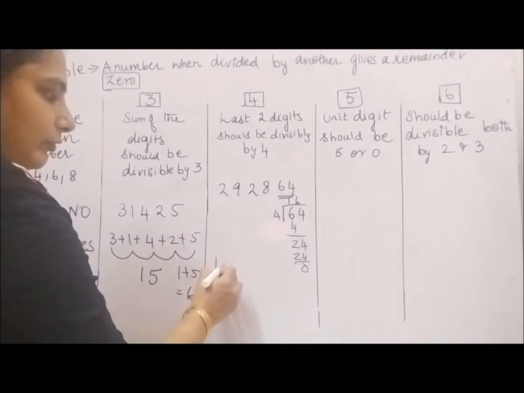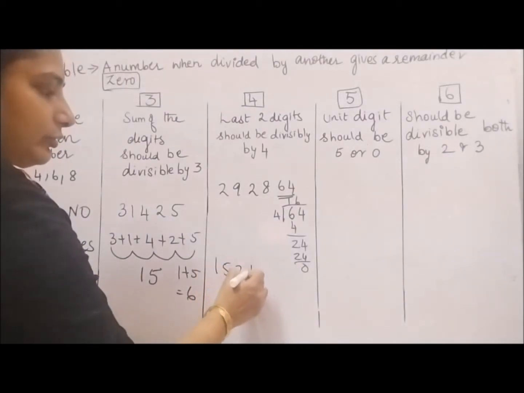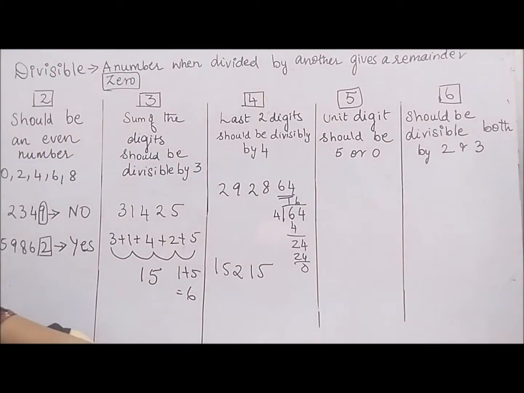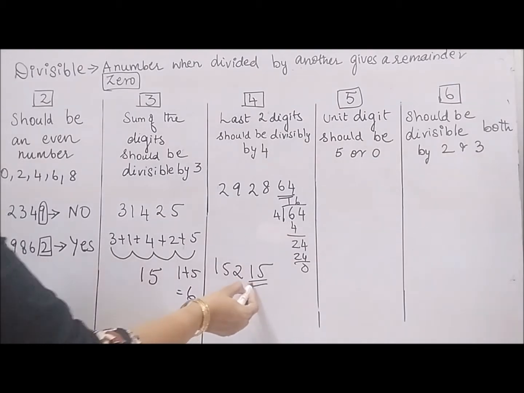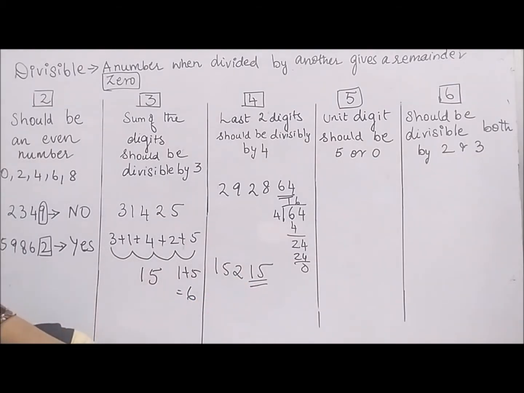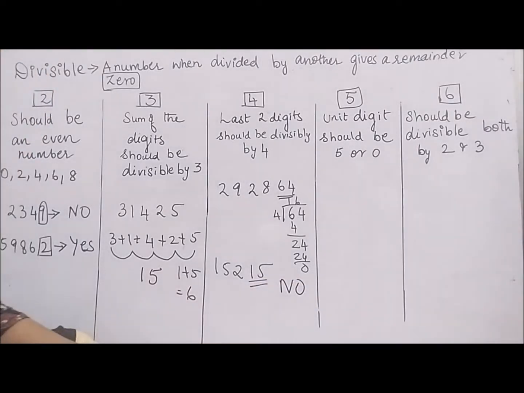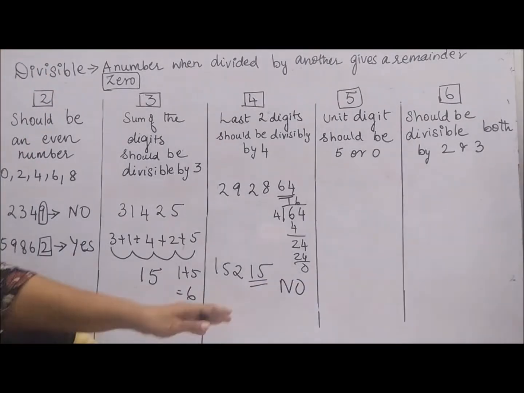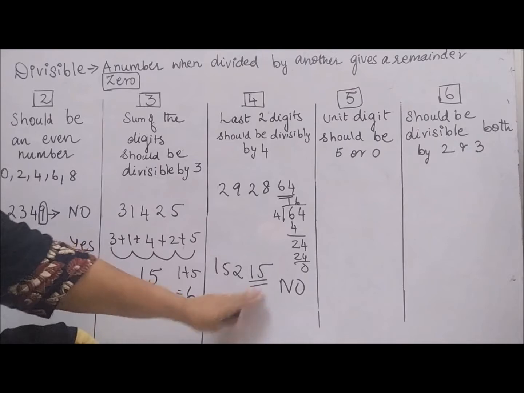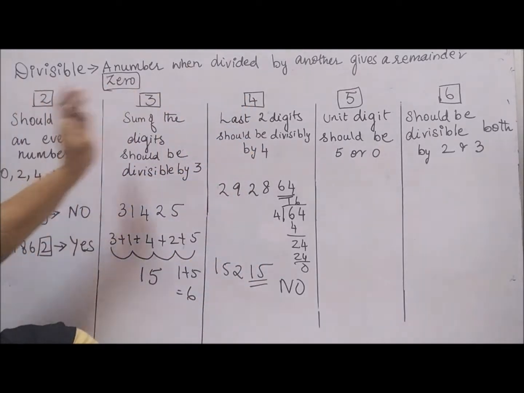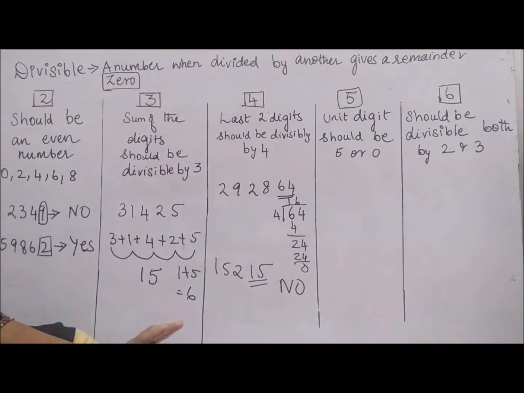Another example, 1, 4, 1, 5, 2, 1, 5. Is it divisible by 4? Does 15 come under the 4 table? No. So, one clue is no odd number. If it's an odd number, definitely like 2, it will not be divisible by 4.